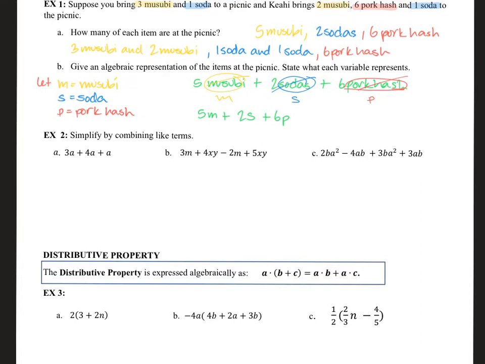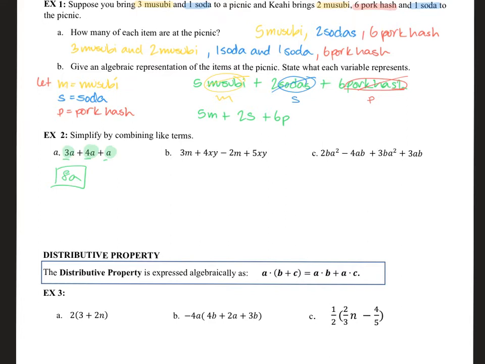So let's go ahead and look at A. We have 3 A's, 4 A's, and 1 more A. Well, if you're thinking about that in terms of apples, as everyone loves to hear, what would that be? 3 apples plus 4 more apples, that's 7, plus 1 more apple is 8 apples. 8A. Real quick, a note on this. When you just see a variable by itself, it's shorthand for 1a. If you don't see a number in front of the a, it is that 1. Okay.